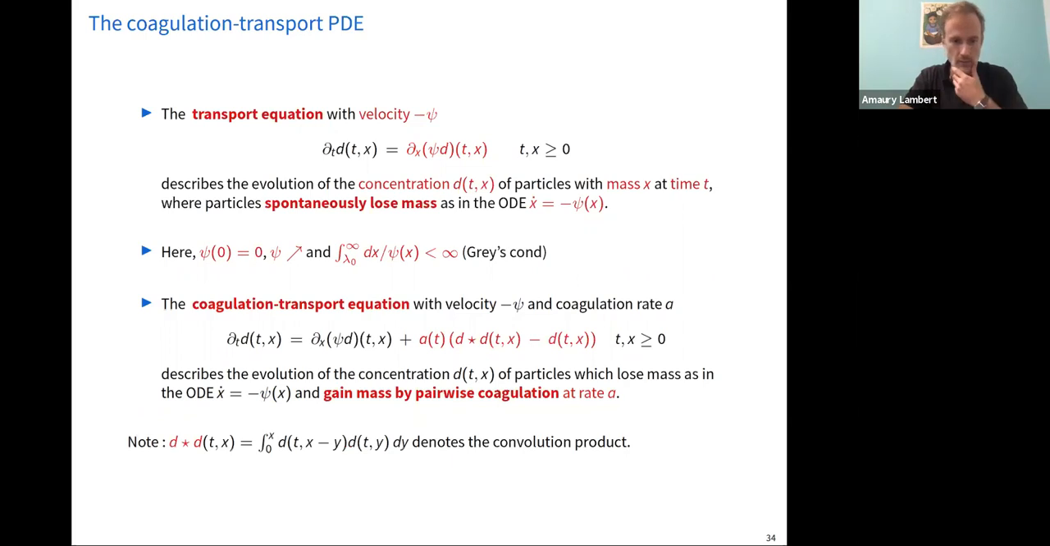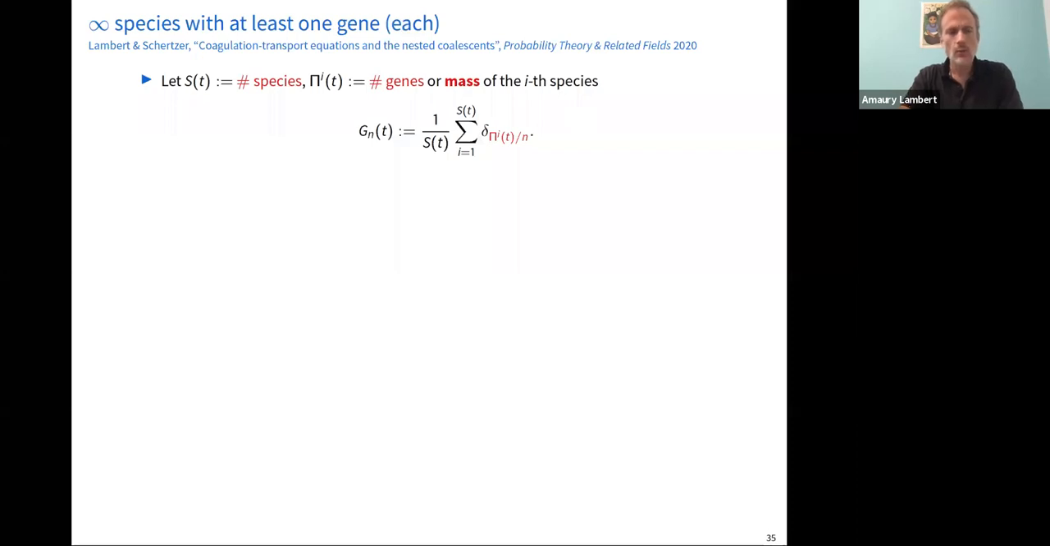Okay, so D star D is the convolution product. And so, of course, the problem of existence and uniqueness for this equation is not trivial. And what we've done is the following. So there are two results, but I only show you this main result when you start with an infinite number of species at time zero.